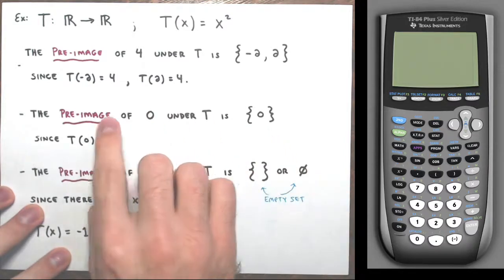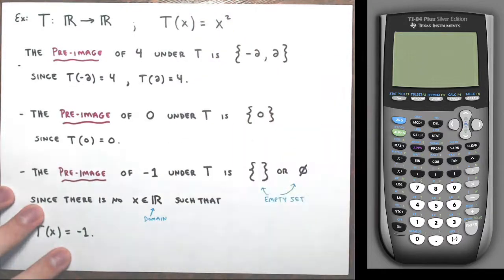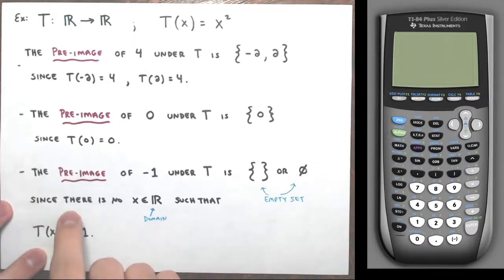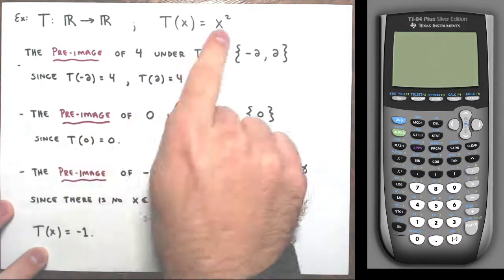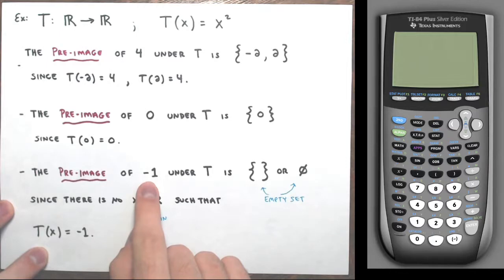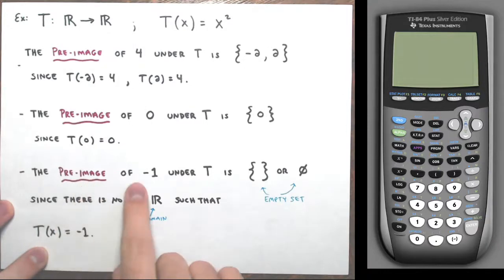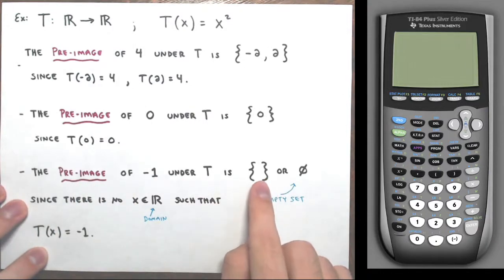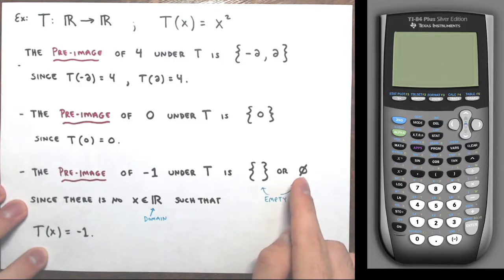And the pre-image of 0 is just a set with 0 in it, because that's the only one that, when I plug it in, I get an output of 0. But that's not all. Sometimes a pre-image can have nothing in it, be the empty set. For instance here, this same operator, the pre-image of the number negative 1. Again, this negative 1 is coming from the codomain. The pre-image of negative 1 under T is empty. You can write it as an empty set of brackets or a circle with a slash through it.